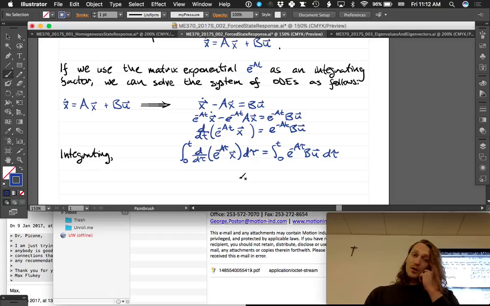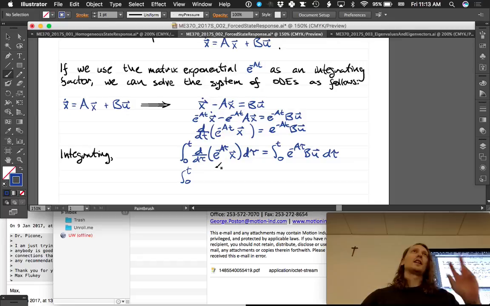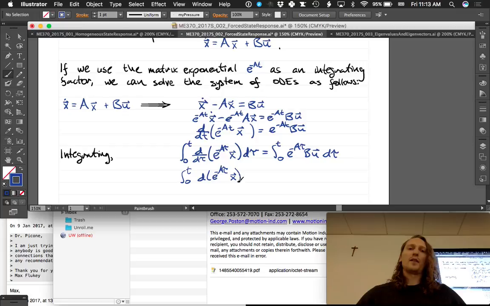So this left-hand side, I mean, it kind of looks intimidating, but it simplifies really nicely. So the integral from 0 to t, this is a derivative with respect to tau, and the variable over which we are integrating is tau. So we have a sort of cancellation that happens, but it's calculus, not algebraic cancellation. And we're left with just the integral of d something.